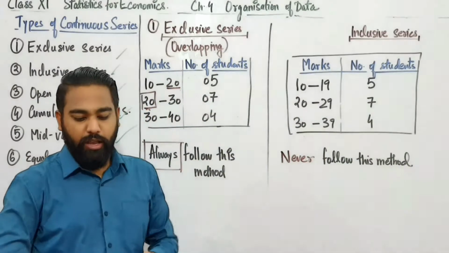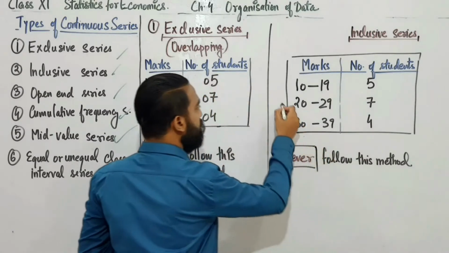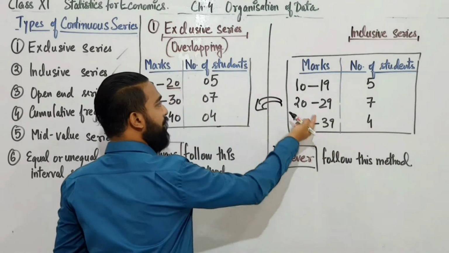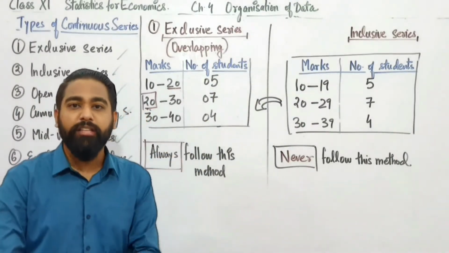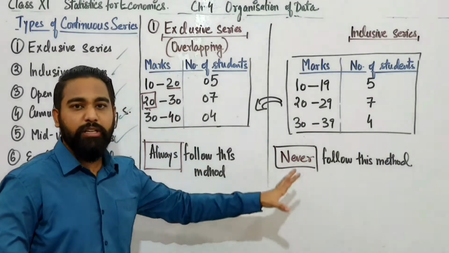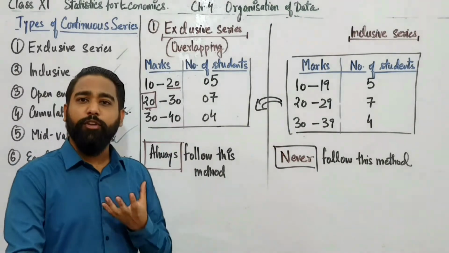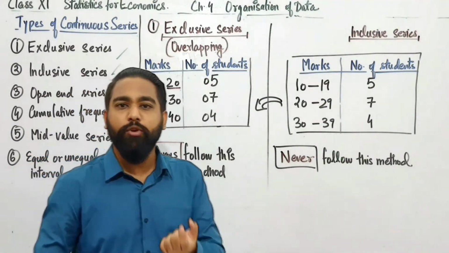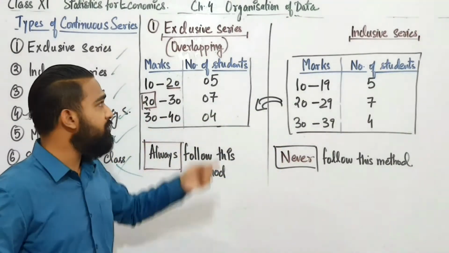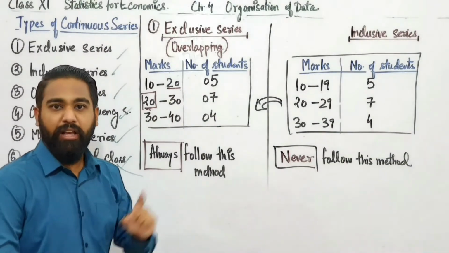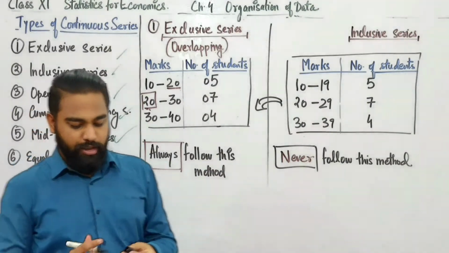Now this inclusive series is never to be used. Never follow this method. In the questions, if you are given this series, then you have to convert it into exclusive. Mind it, you always need to convert the series into exclusive series. Only then can you start doing your numericals. If you remember in class 10, there was mean, median, mode. Under that you need to convert the inclusive series into the exclusive series. There must be overlapping. So exclusive series is the one which we always follow.